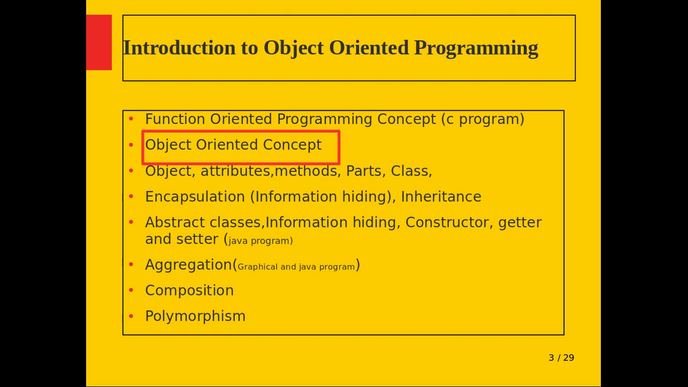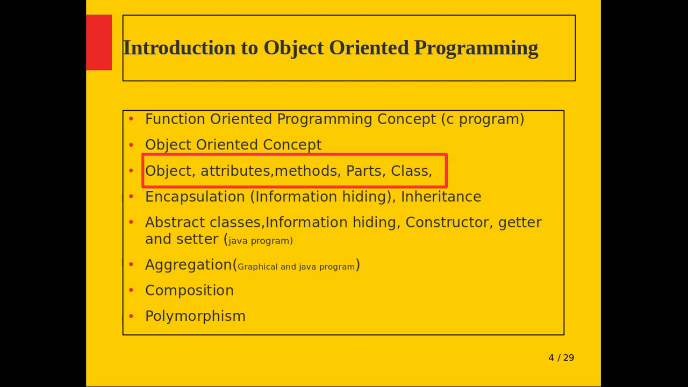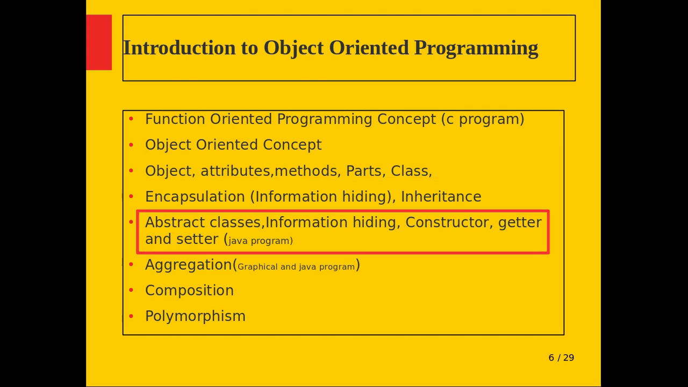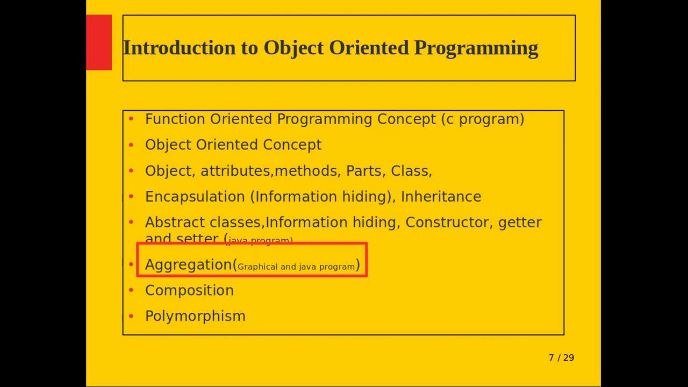Object-oriented concept. The concept of object and its attributes, methods, parts, and about class. Encapsulation, also called information hiding, and inheritance. Abstract class, information hiding, constructor, getter and setter using a Java program. Aggregation, graphically and using a Java program. Composition and polymorphism.